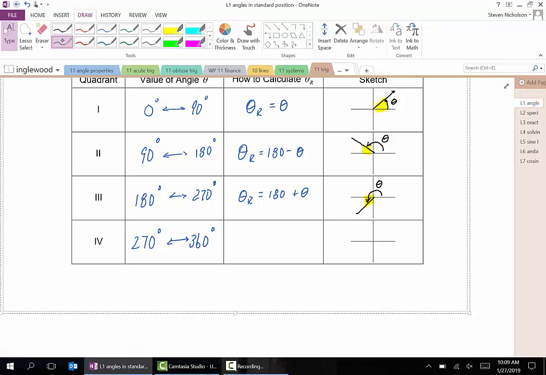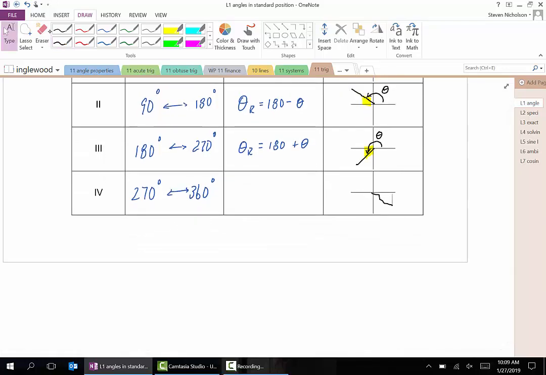And then finally, what happens when theta is all the way over here? Well, here's our angle, theta, and here's our reference angle, and what we've seen in an example already. Here's a really nice way to determine theta r.